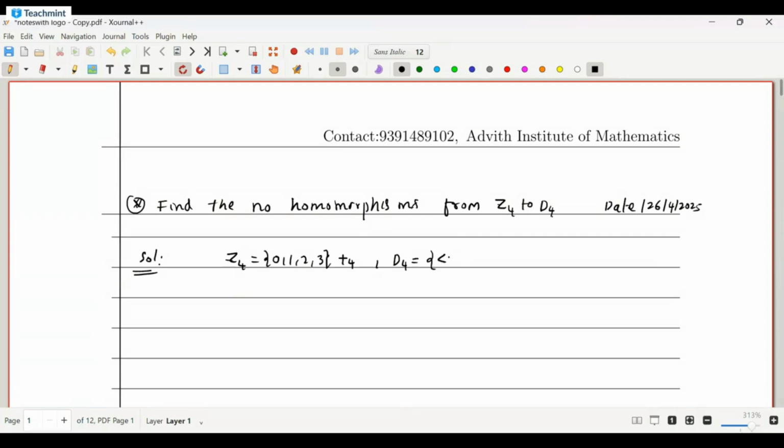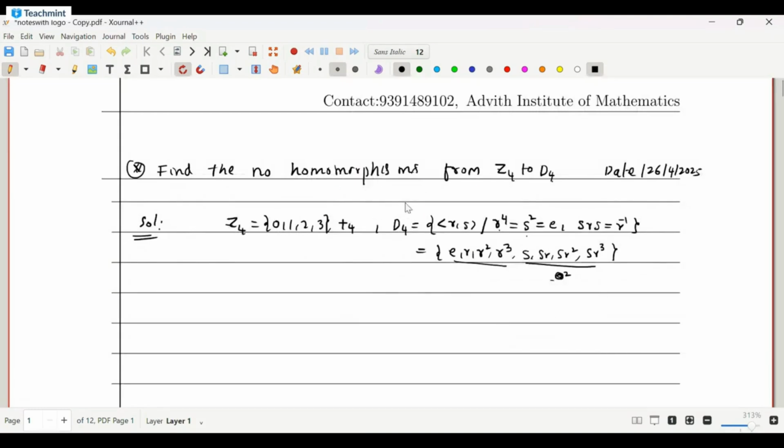So which are generated by R comma S such that R power 4 is equal to S square is equal to E, where R is the rotations and S are reflections, such that SRS is equal to R inverse, where the elements are E, R, R square, R cube, S, SR, SR square, SR cube. So these are reflections of order 2, kada, elements of order 2, and this one is a cyclic subgroup.